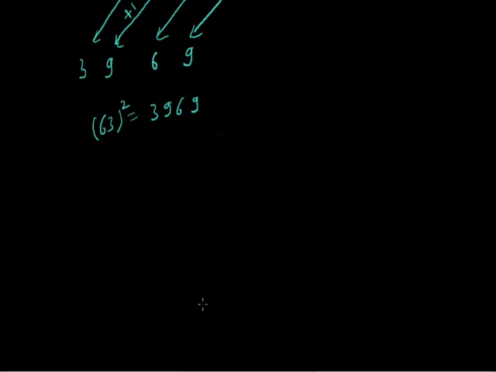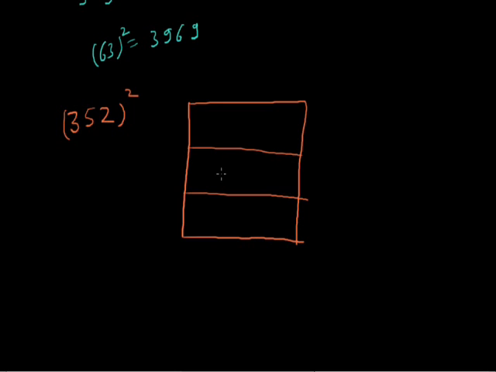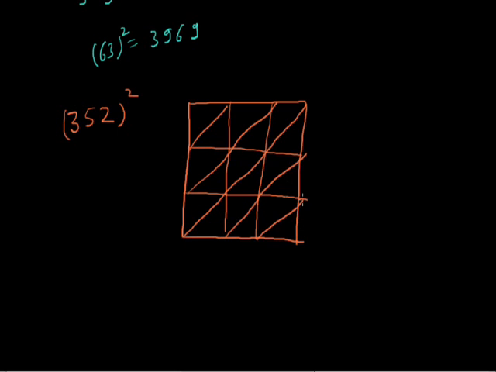Let's take one more example. Let's say I want to find the square of 352. Again I have to make a square, as the number of digits is 3. In this square I make 3 rows and 3 columns. Now I draw the diagonals of all the squares in this way. Now I write all the digits in front of the squares. The digits are 352, 352 vertically as well as horizontally.